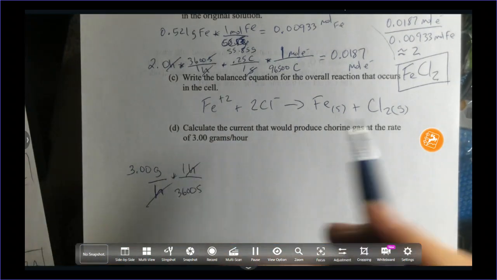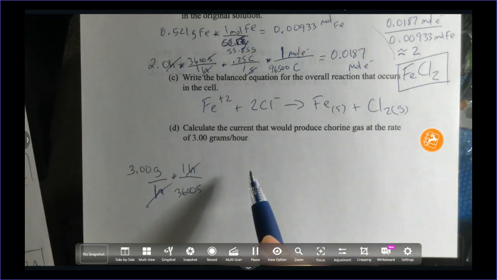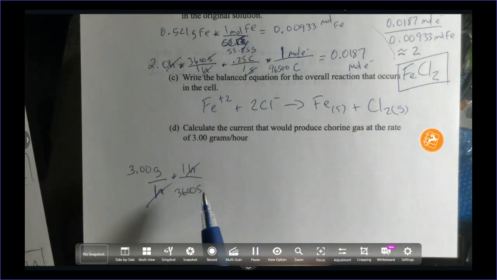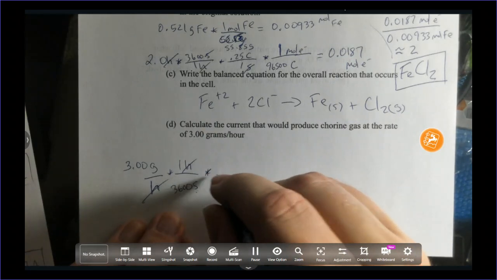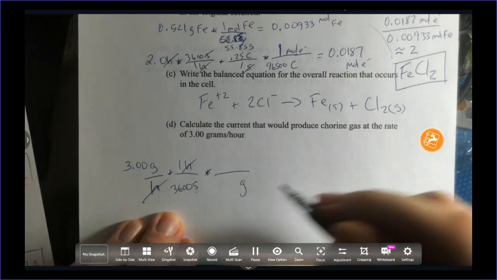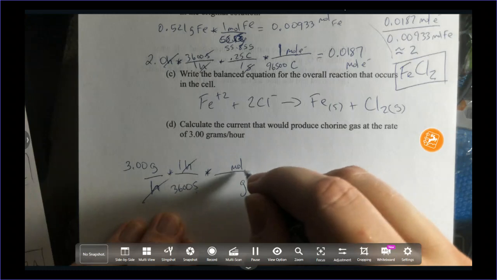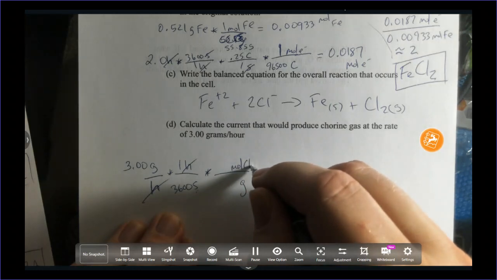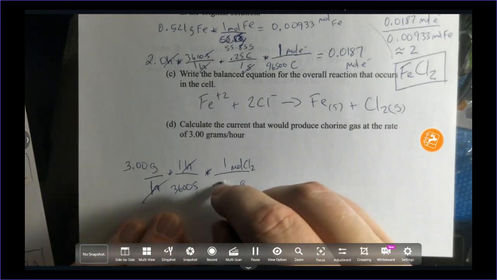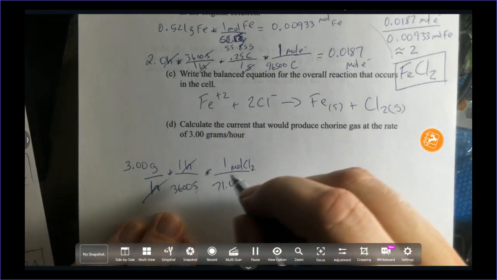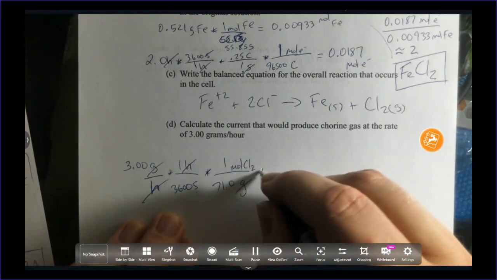It wants to know current. So my ultimate unit here needs to be coulombs per second. So I'm going to leave this denominator alone here, and I'm going to turn my attention on getting grams into coulombs. So let's start that conversion process. Let's put grams on the bottom. We know we need to get to moles. Okay. 1 mole of Cl2 diatomic is 71 grams. All right, so that takes care of the mass.